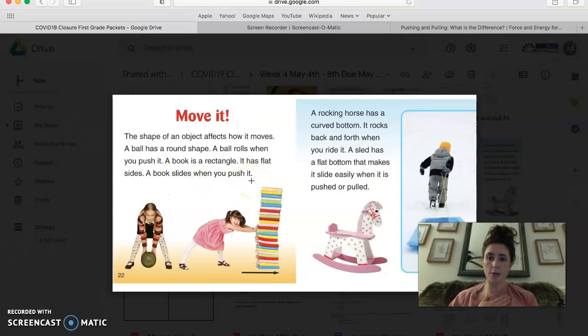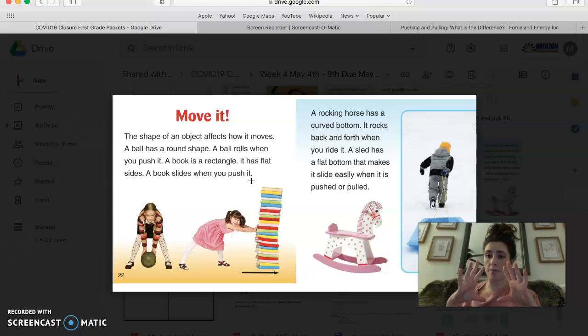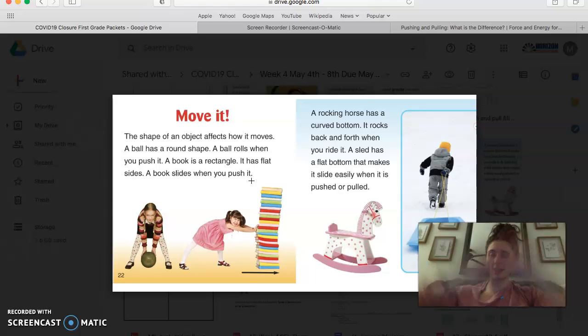So, say I was at one side of the table and you were at the other side of the table, and I have a ball, and I'm going to roll it towards you. It would rotate, right? It would keep rolling and rolling and rolling towards you. Then, say I take a book and I push it across the table. Would it roll or would it just slide? It would stay flat and it would slide, right?